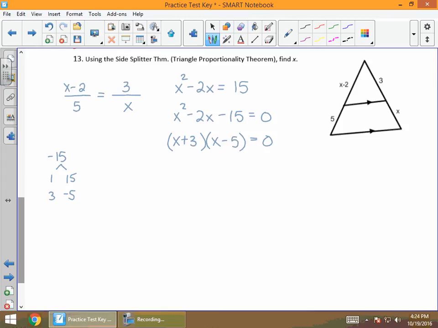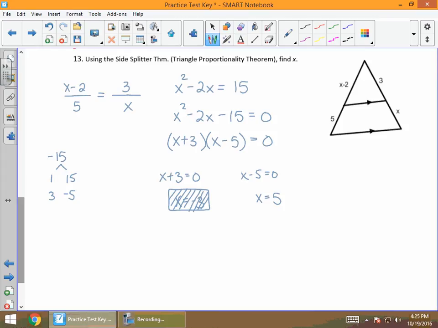Now in order to solve, x plus 3 equals 0, or x minus 5 equals 0. So x is either negative 3 or x is positive 5. Well, let's see if they make sense. Could x be negative 3? That would make the top of this triangle negative 5 units long, and you cannot have a distance of negative units. So I will throw that answer out. That one is not going to work.